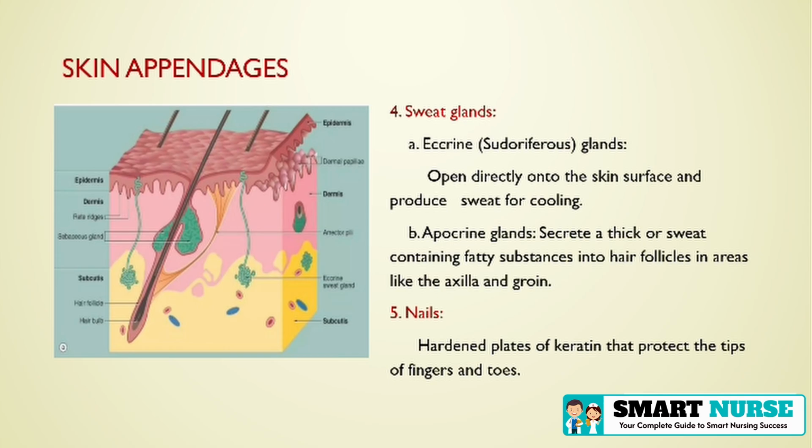The next appendage is the nail. Nails are hardened plates of keratin that protect the tips of fingers and toes. They are solid plates of modified horny cells. They form a protective covering on the dorsal surface of our fingers and toes.